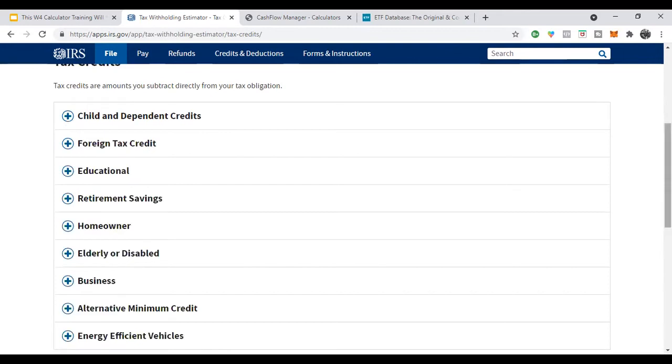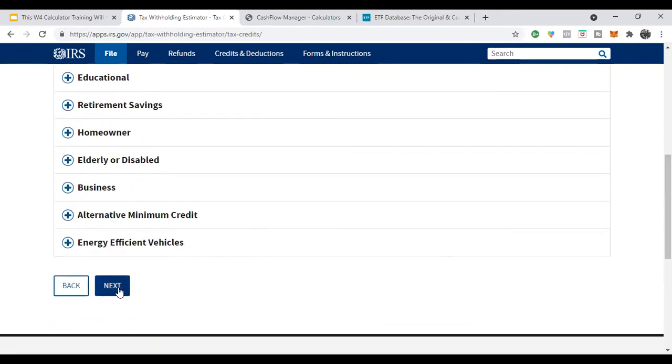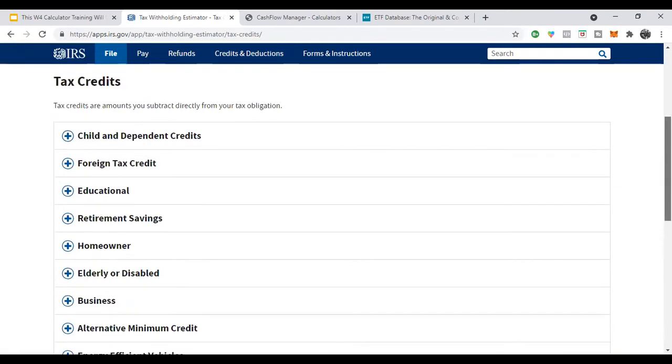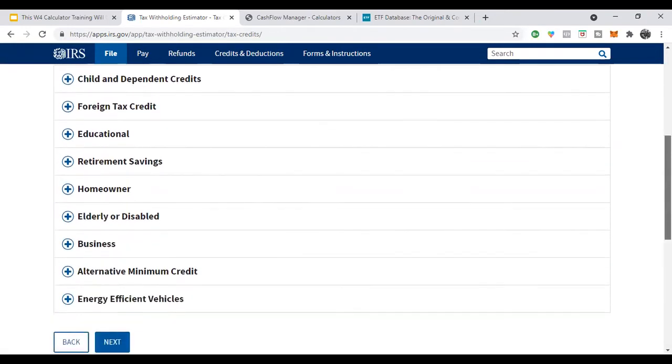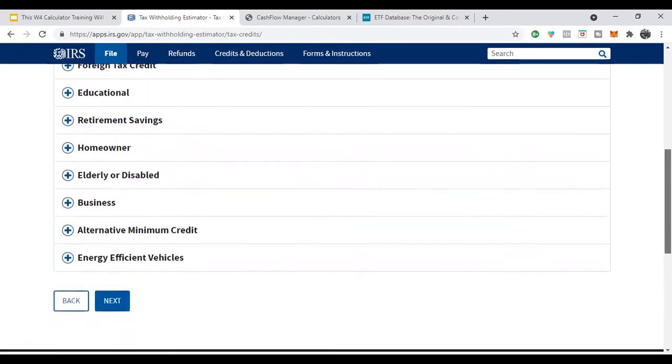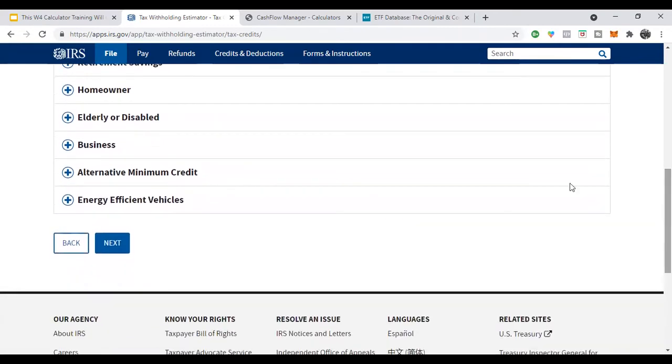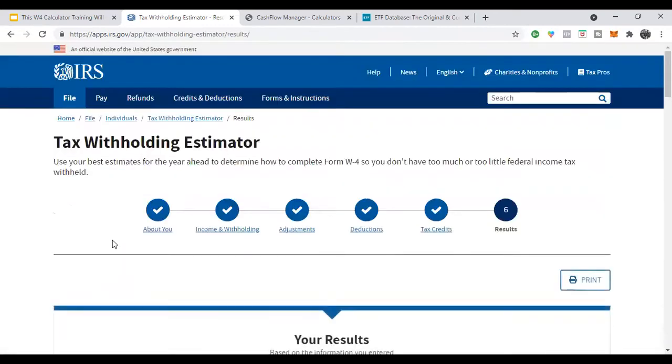The first example, you got a dose of how they look and how they played out. So we'll leave these blank. But as you can see, it's quite a few different things that could contribute to them having tax credit. As you can see, foreign tax, educational, retirement, homeowner, elderly, business, alternative, and then energy efficient vehicles.